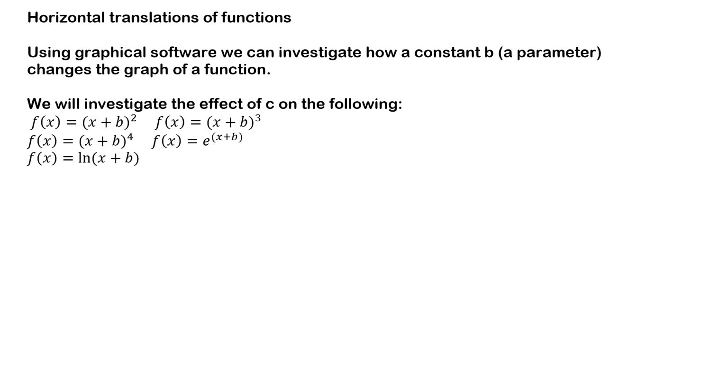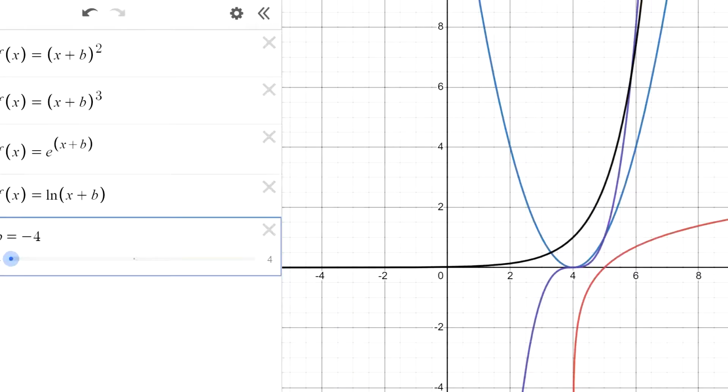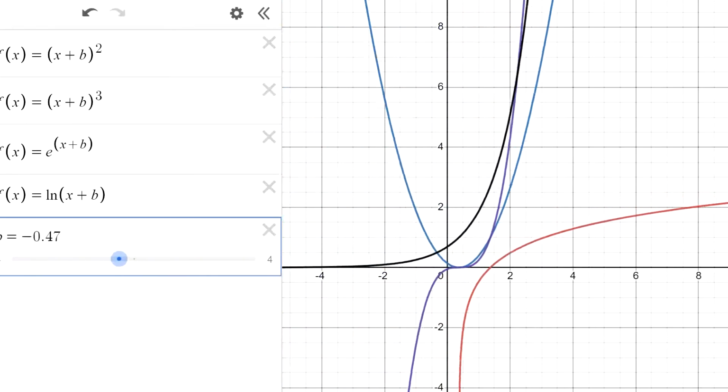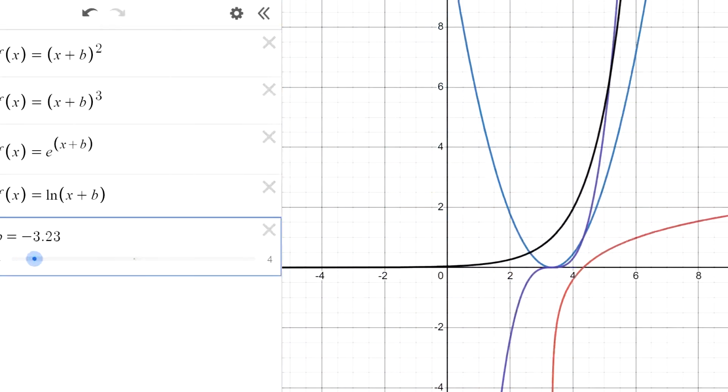In this video, we will be looking at the horizontal translations of functions. So using graphical software, we can investigate how a constant, such as b, changes the graph of a function. On the screen, you can see the functions that we will be investigating. On your screen, you can see the functions with b changing between -4 and 4.